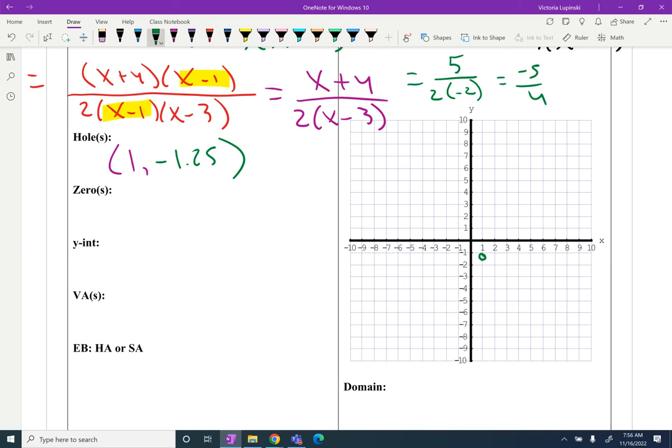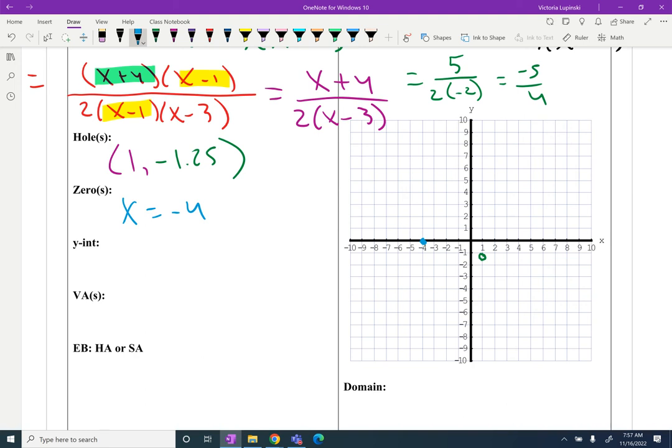Okay, to find the 0, again, a 0 is a non-canceling factor of the numerator, which looks like x plus 4. So if you go ahead and set that equal to 0, you're going to get a 0 of negative 4. You go ahead and add that into your list.